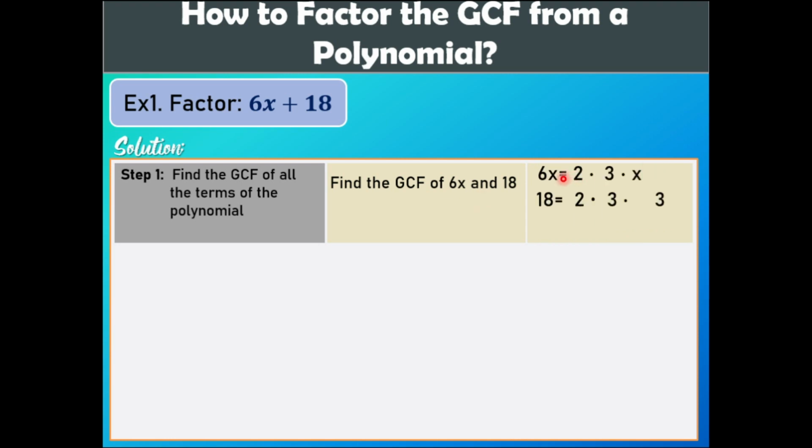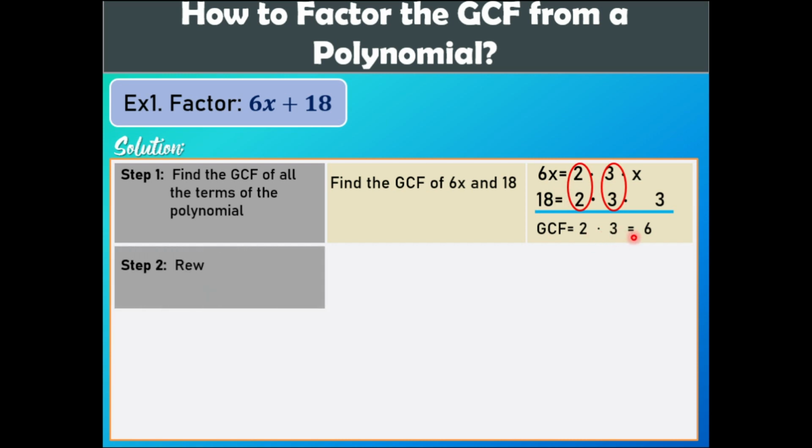So 6x can be expanded into 2 times 3 times x. 18 can be expanded into 2 times 3 times 3. So the common factors between these two are 2 and 3. So the GCF of 6x and 18 is 2 times 3, which is 6. Step number 2. Rewrite each term as a product using the GCF.